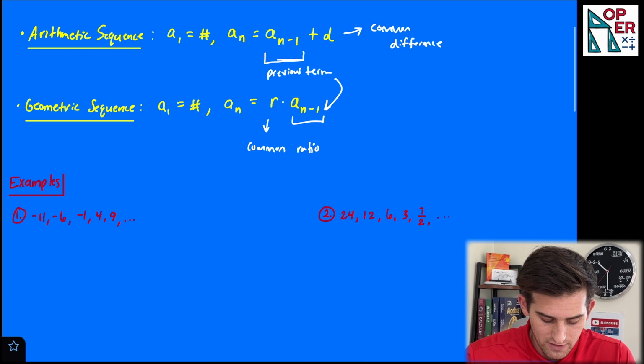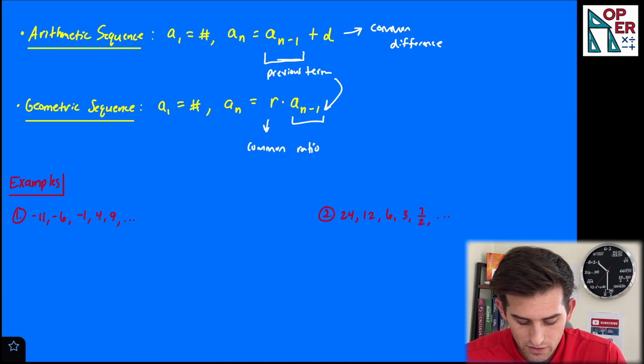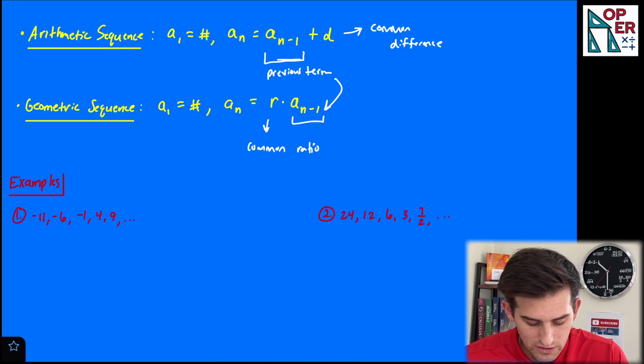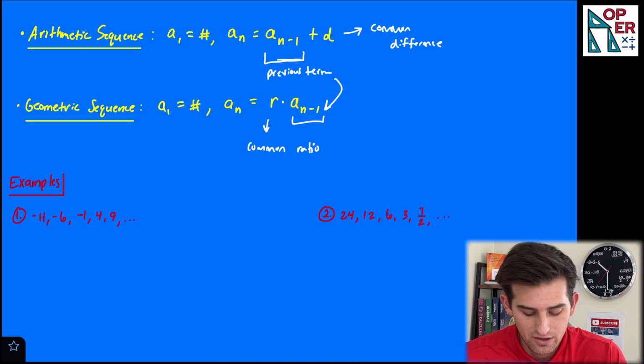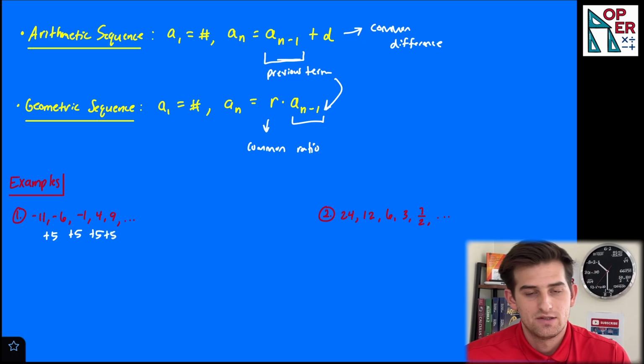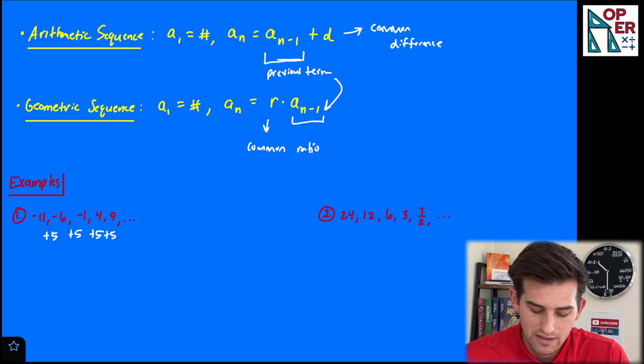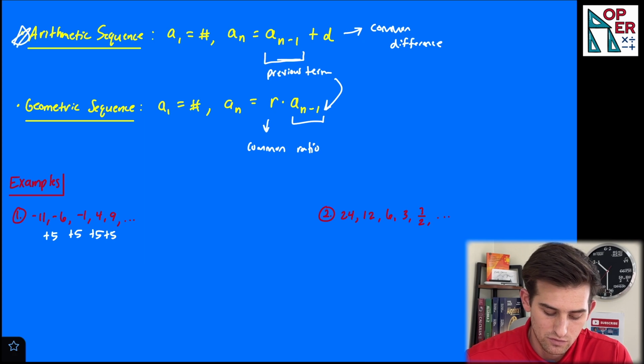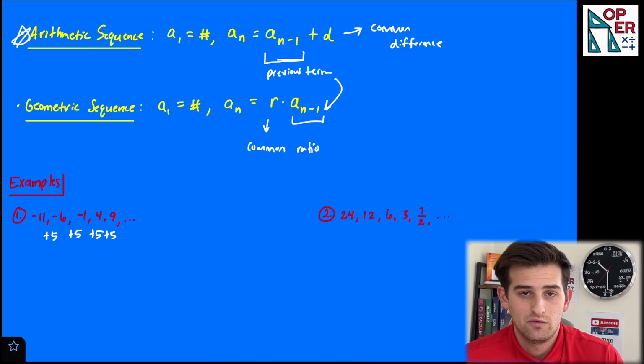Number 1, we have negative 11, negative 6, negative 1, 4, and 9. We look at that, trying to establish a pattern. It looks like we are adding 5, right? So plus 5, plus 5, plus 5, and plus 5. That tells me that this is an arithmetic sequence. So now I can use this rule up here to write our recursive rule.